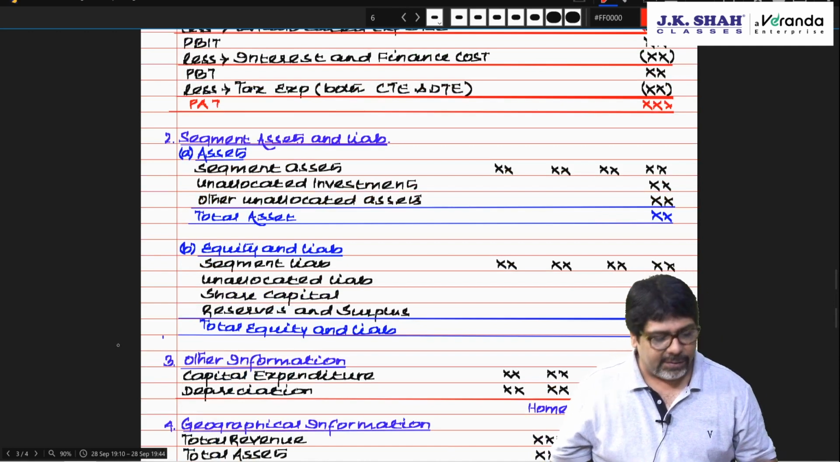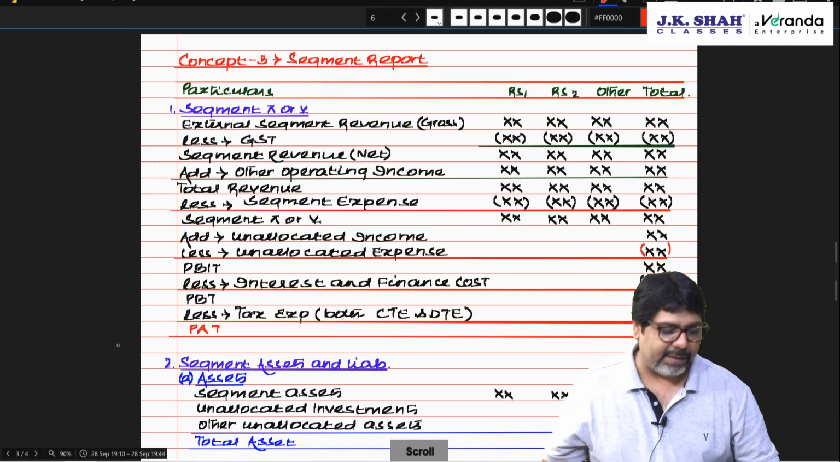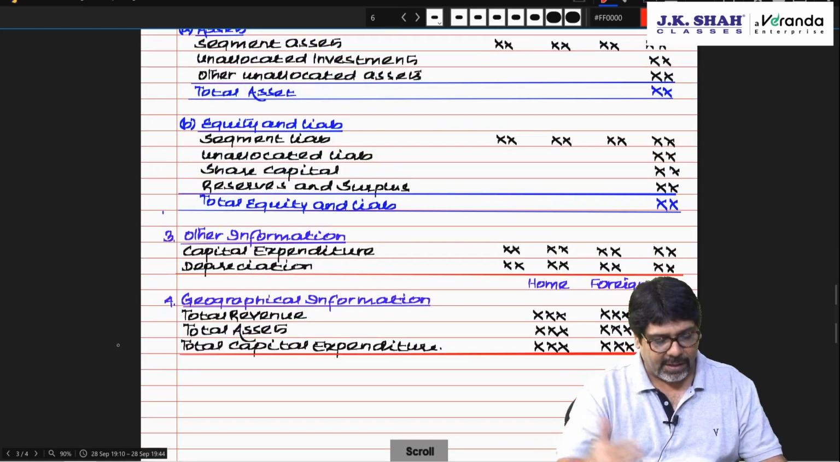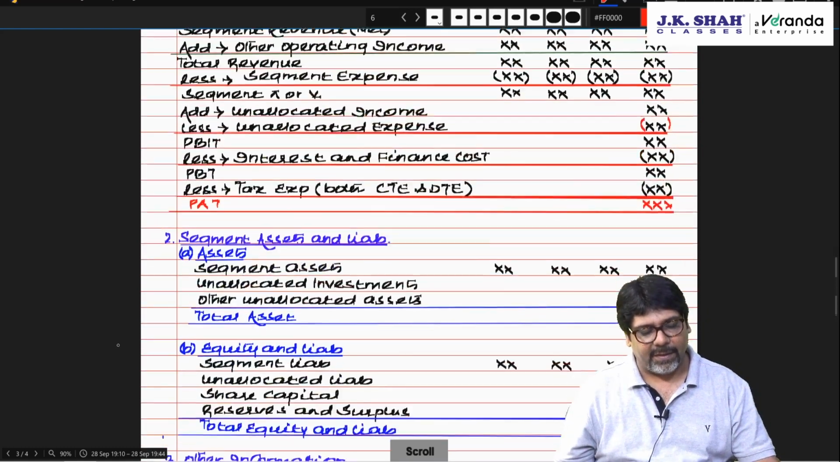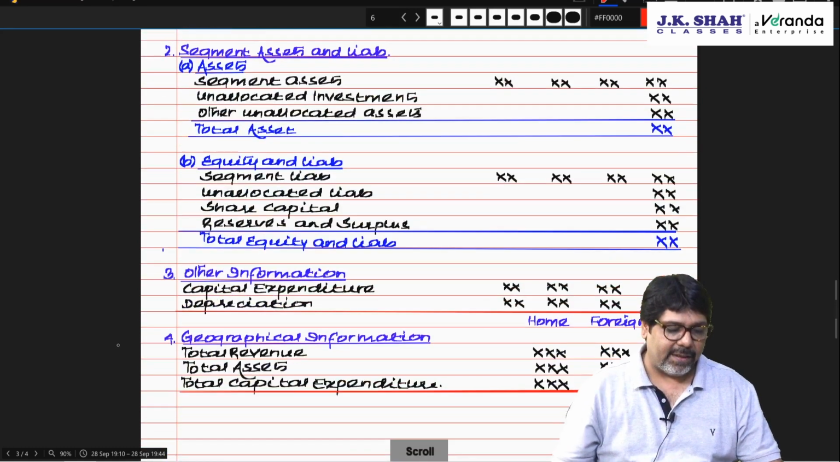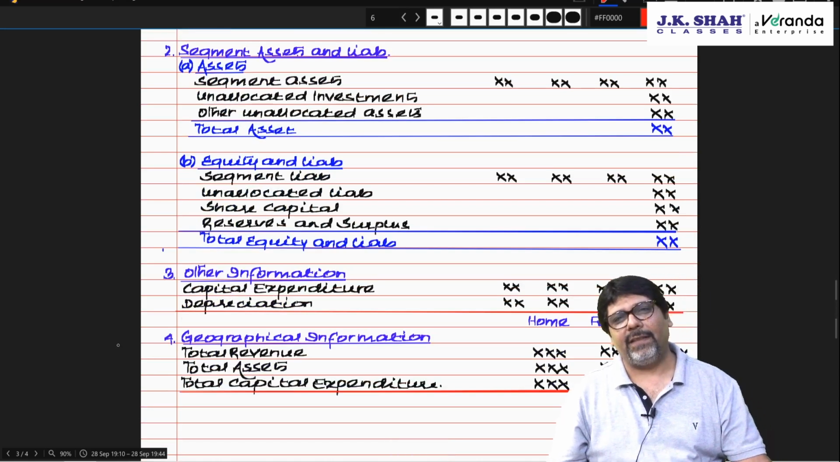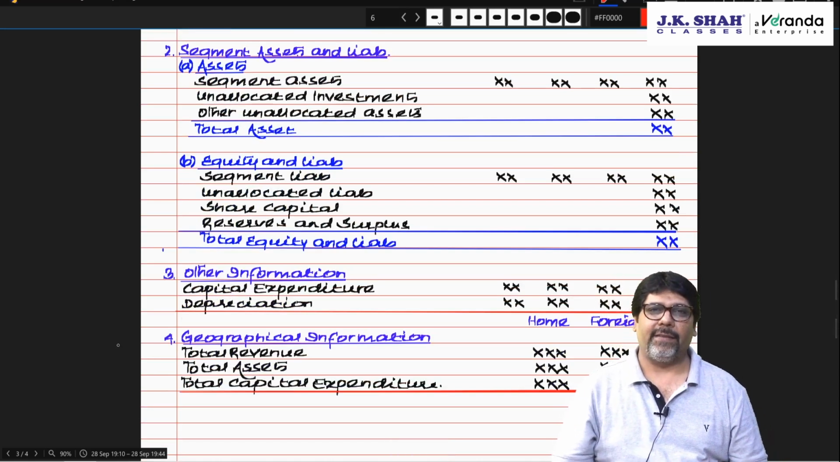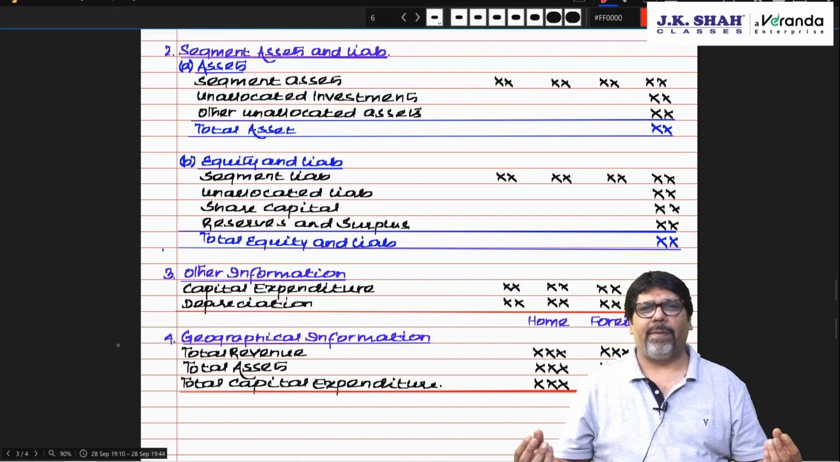Am I clear? So this is how you are supposed to prepare an operating segment report, on which we have done questions. You have to learn the presentation of this report. So it was a very simple standard. What is an operating segment? A separate line of business. Can two operating segments merge?